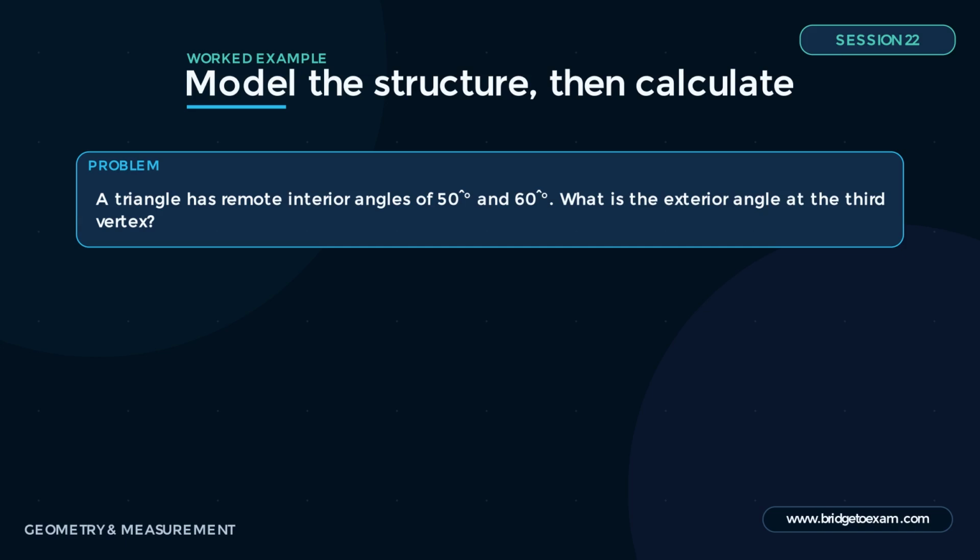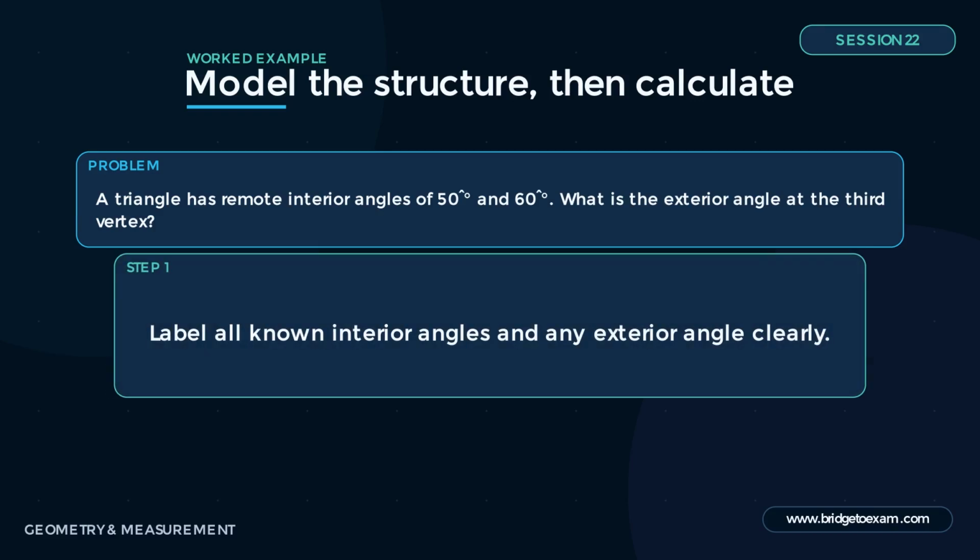Let us model a complete example. A triangle has remote interior angles of 50 degrees and 60 degrees. What is the exterior angle at the third vertex? Step 1 is to organize the information. Label all known interior angles and any exterior angle clearly. Step 2 chooses and sets up the relationship. For an interior unknown, subtract the other two angles from 180 degrees.